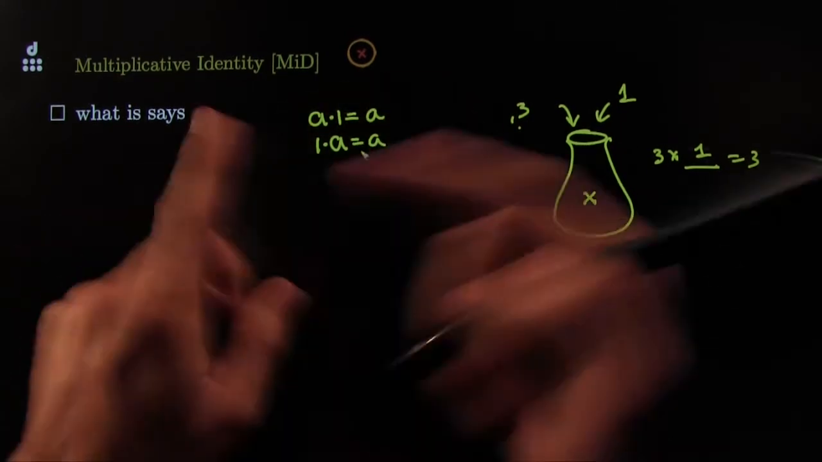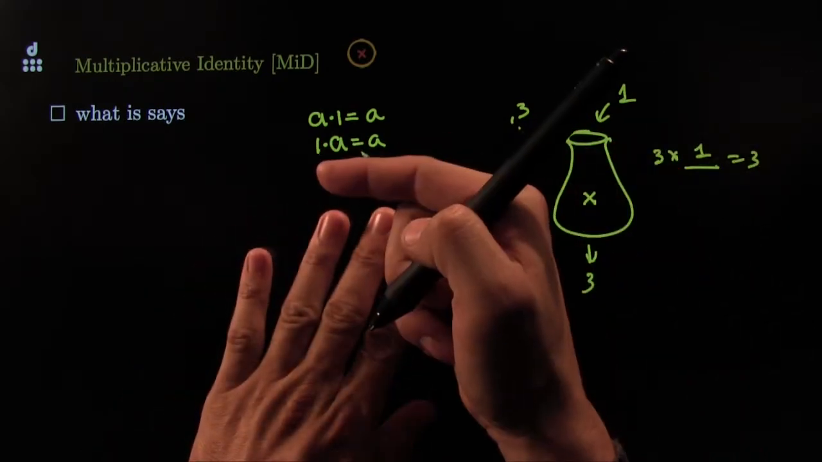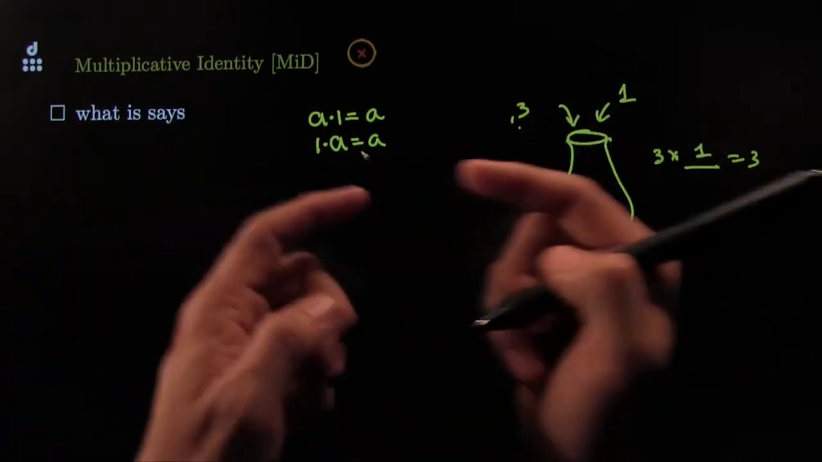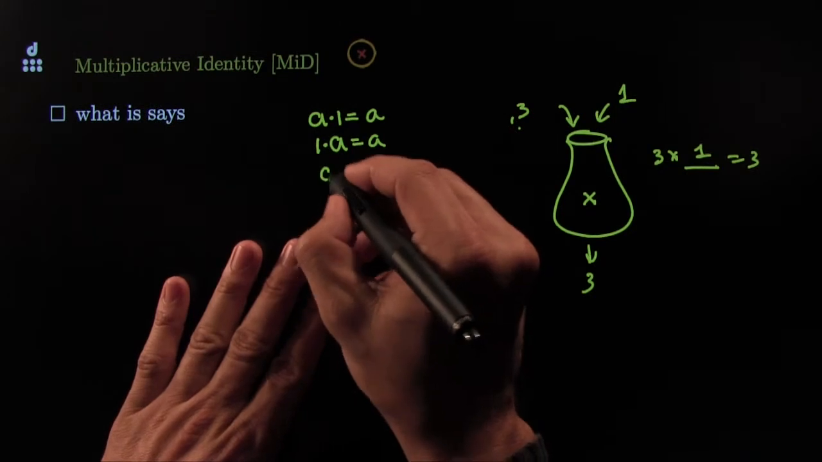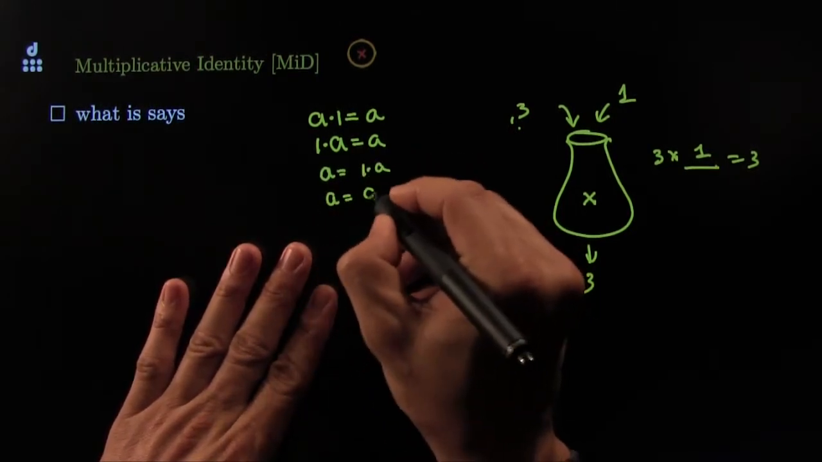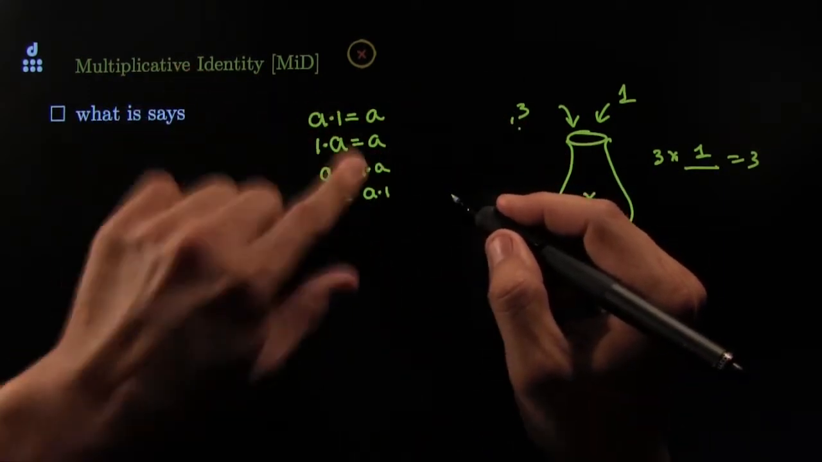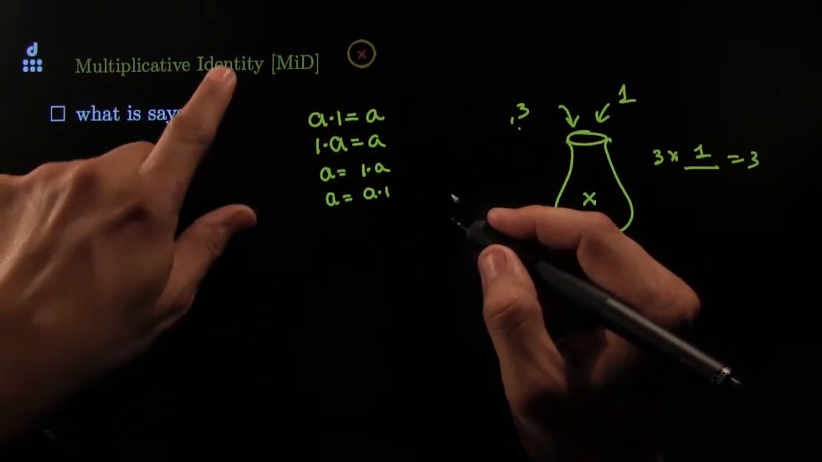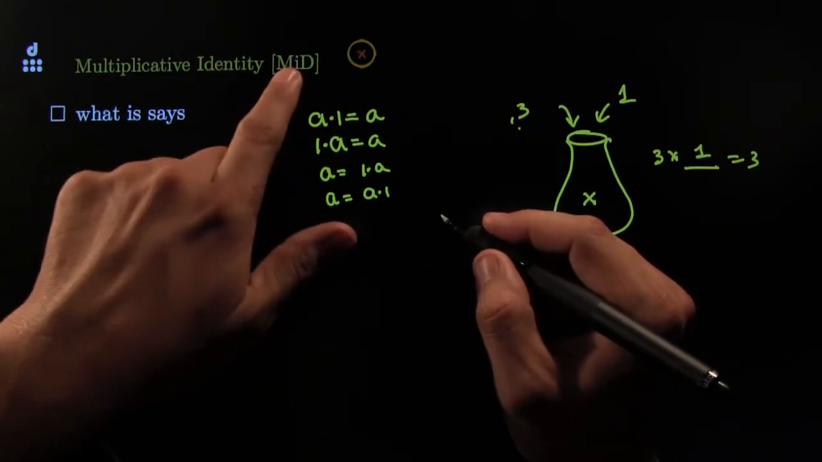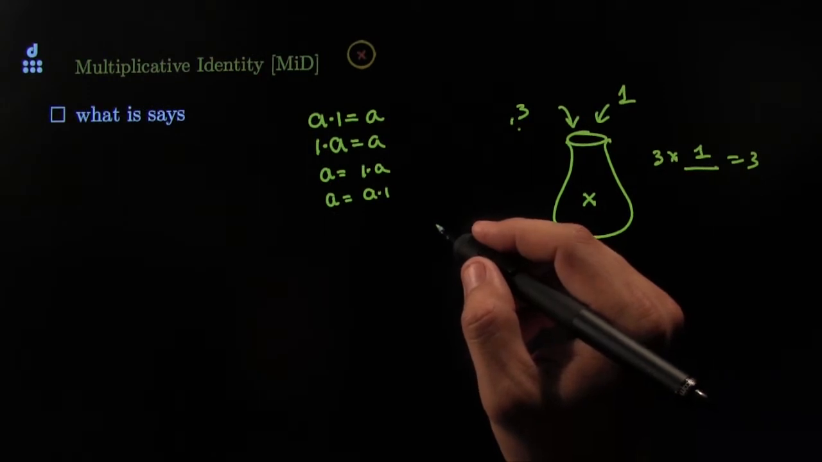By the way, all of these axioms you should be able to look at from left to right as well as from right to left. You should be very, very comfortable both ways. So the other way around, it would say that a is the same thing as 1 times a, or a is the same thing as a times 1. All these say the same thing. We will call all of them the multiplicative identity axiom. This is the icon. This is the initials for it.